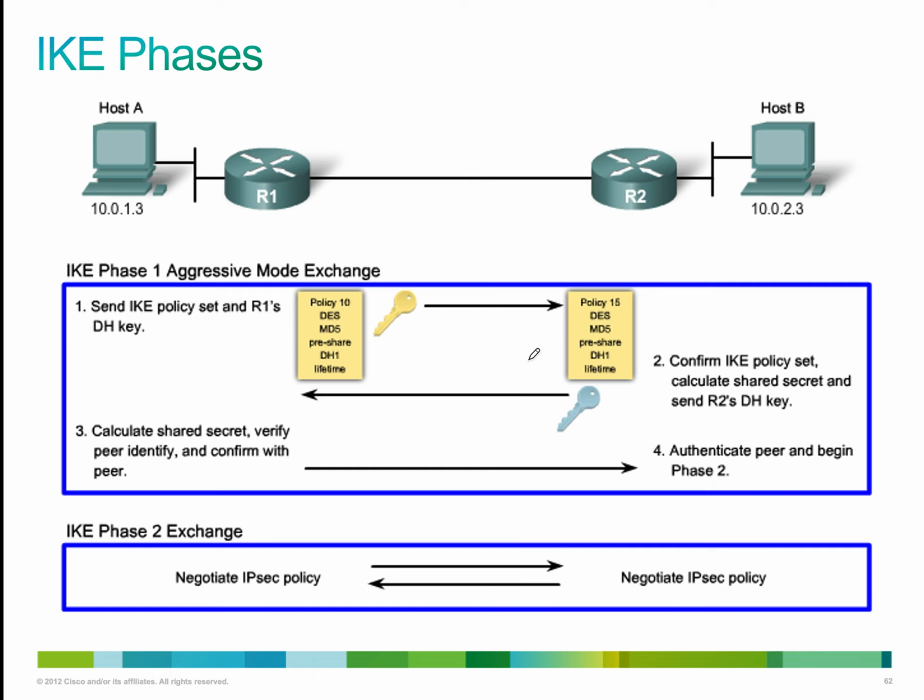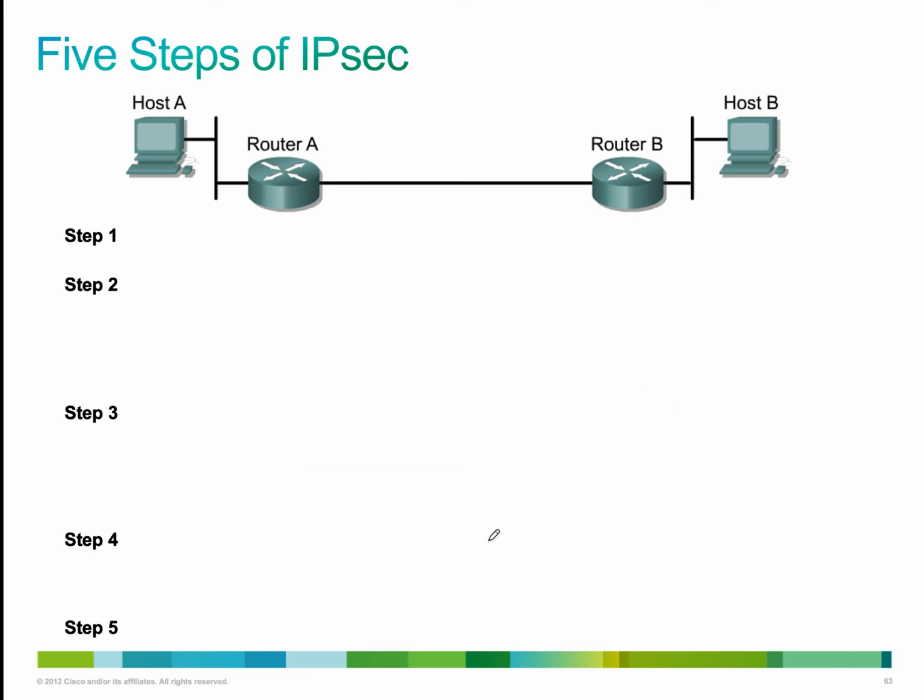Phase 1 is to generate a connection negotiation. Phase 2 is to exchange the key, or what we call the IPsec policy. So they both negotiate the IPsec policies. Step one, host A. Look at host A. Here's host A.